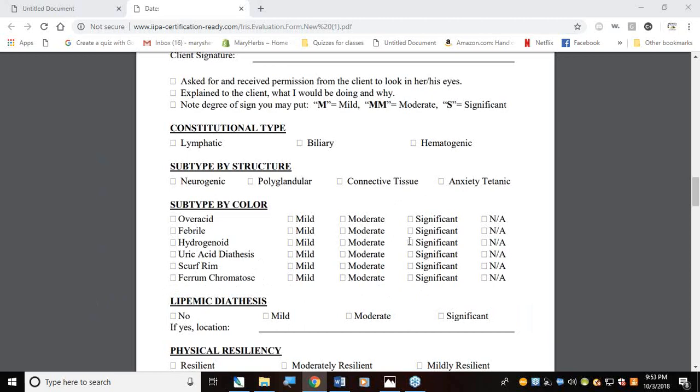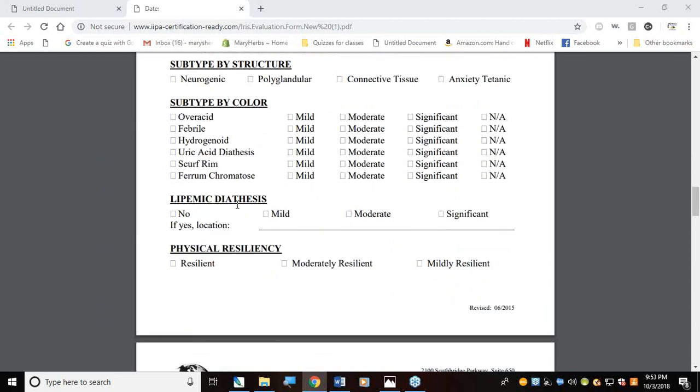So you can have 2 significants, you could have 2 milds, you could have a mild, a moderate, and a significant, whatever is applicable. I was working with somebody, and they thought that you could only have 1 significant, 1 moderate, and 1 mild. That's not at all the case. Whatever is applicable. Lipemic diathesis, which is what used to be called the cholesterol sodium ring, is a cornea sign. So you can mark what is applicable.